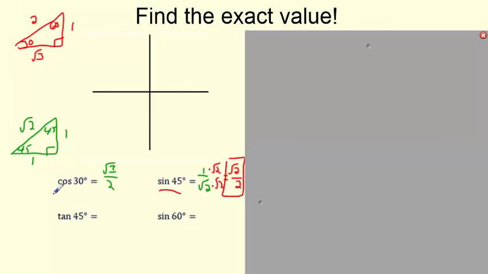How about the tangent of 45? Can I do that? Sure. Opposite over adjacent. Almost lost it there. Opposite over adjacent is 1 over 1, which is just 1. So we don't write 1 over 1, just plain old 1.